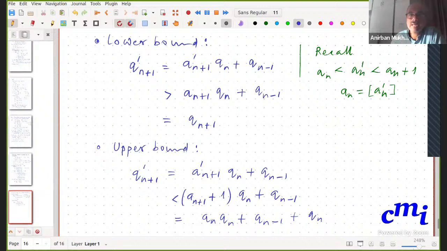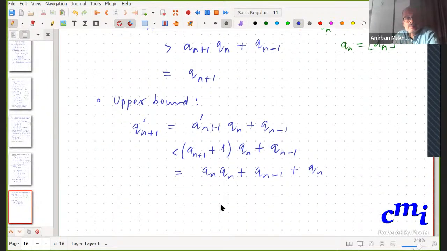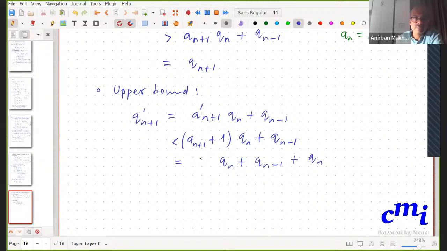So if I have an plus 1 dash, then it is less than an plus 1. So we get a strict bound: an plus 1 qn, then you have this qn minus 1. I brought it here so that we get the formula for qn plus 1. This is exactly qn plus 1, and then you also have this qn. So this is qn plus 1 plus qn.